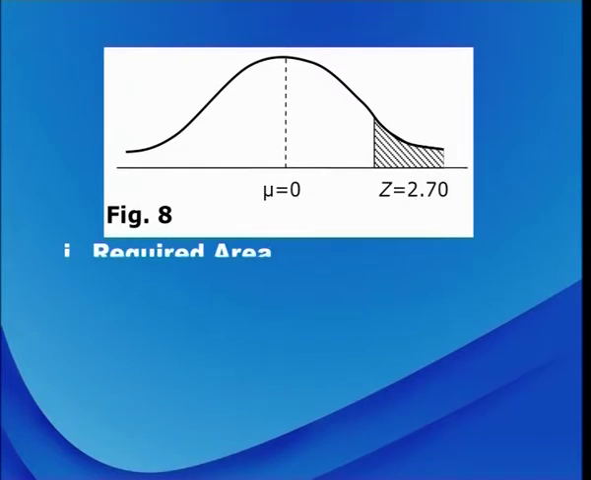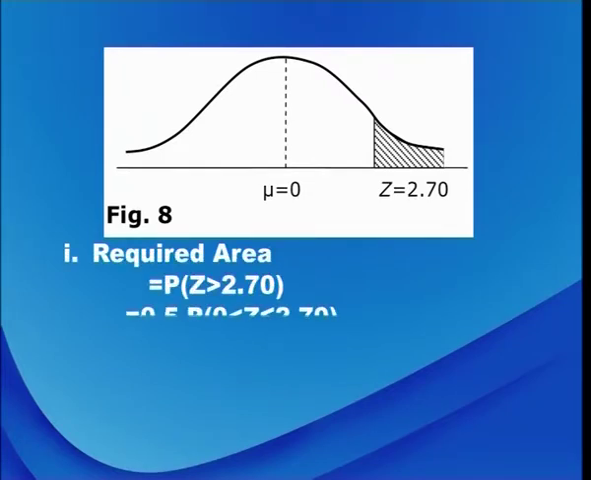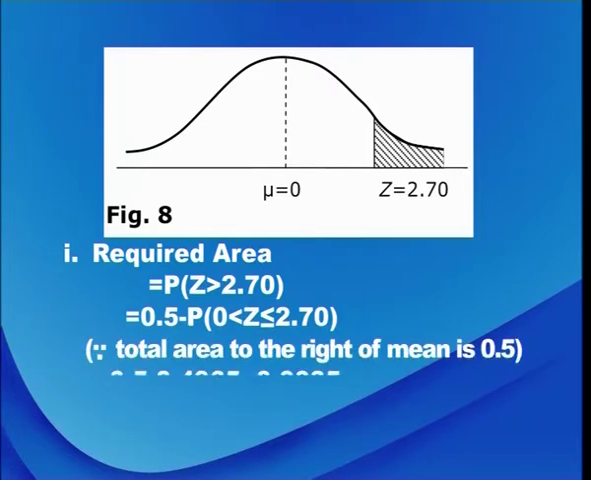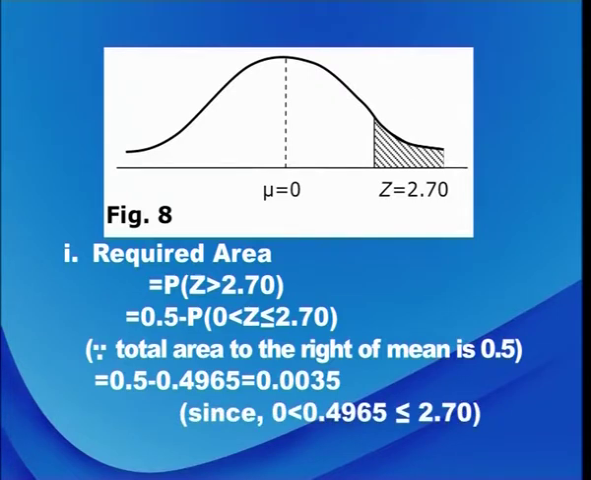So first, the required area is the probability of Z greater than 2.70, which is equal to 0.5 minus the probability of 0 less than Z less than or equal to 2.70, since the total area to the right of the mean is 0.5. This is equal to 0.5 minus 0.4965, which equals 0.0035.